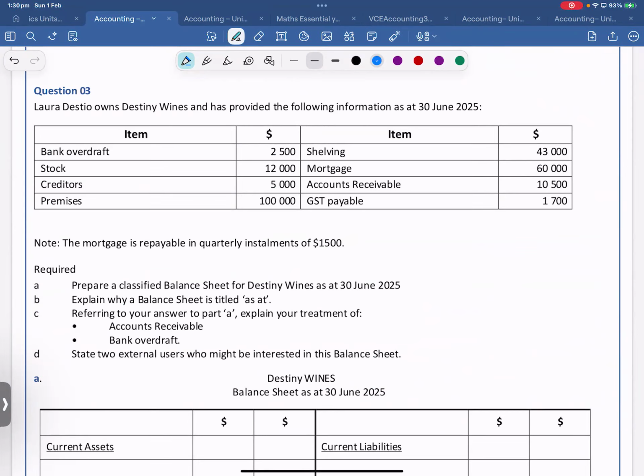Bank overdraft, current liability. I explained you bank overdraft last week, yes? Yes. Yeah, I remember I explained it.